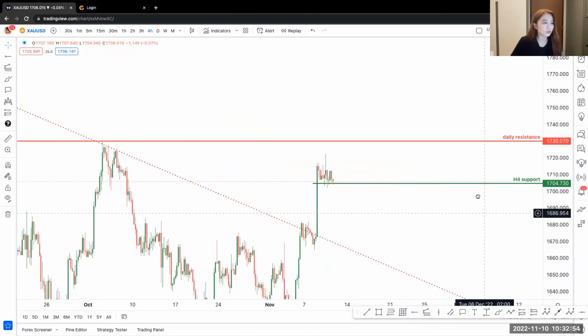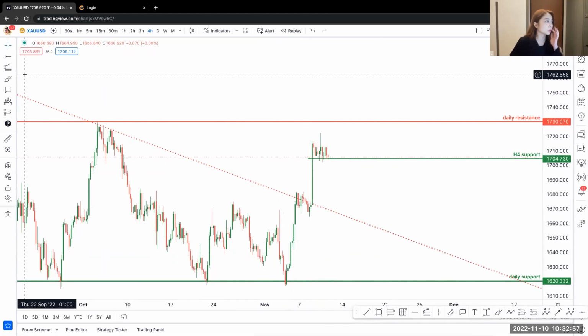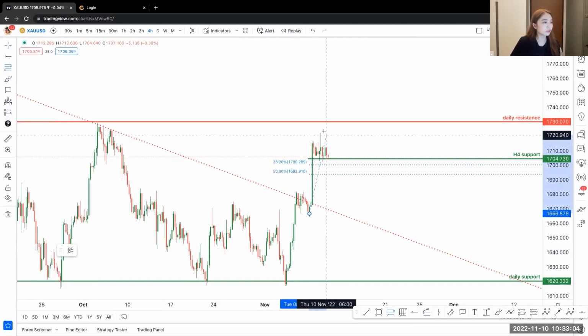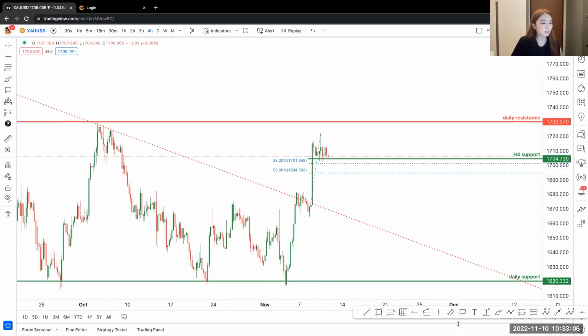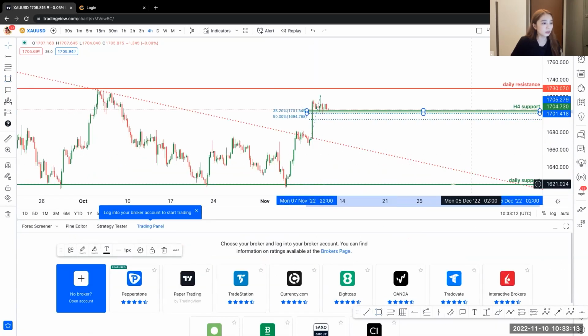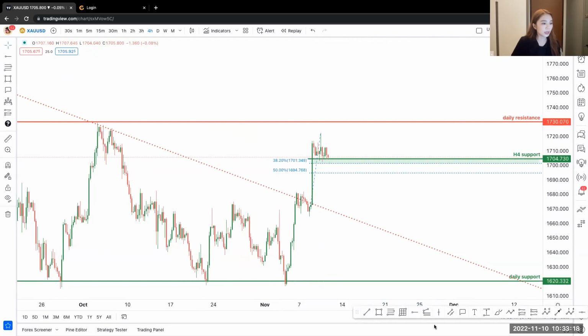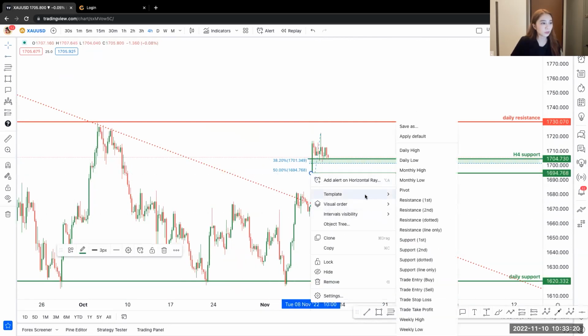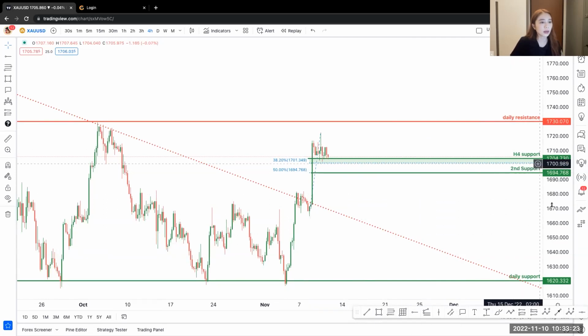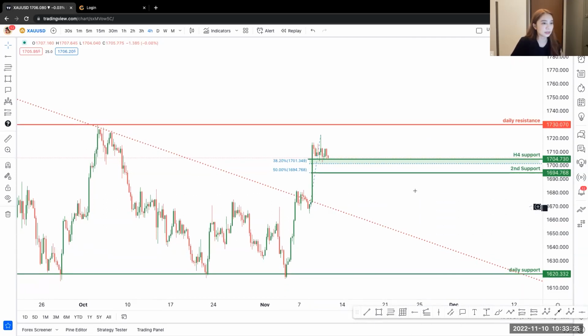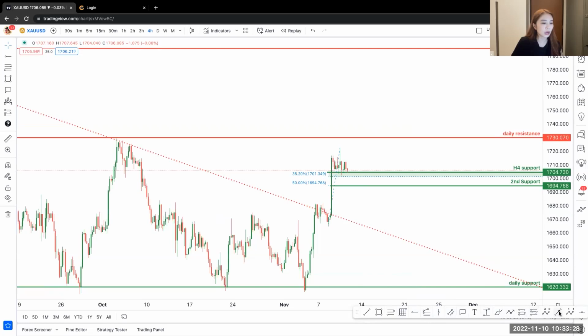For H4, I am looking for a further upward movement. So let's look at our fib retracement. We are looking at 38.2% for our fib retracement over here. And then we can look at the second support at 1694.768. We are looking at a smaller upward movement.